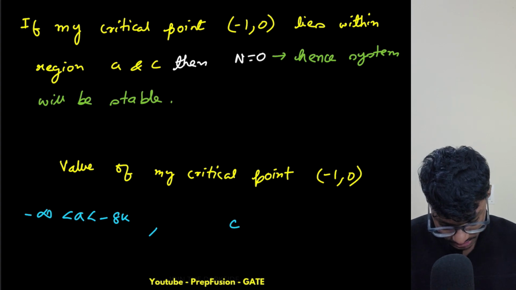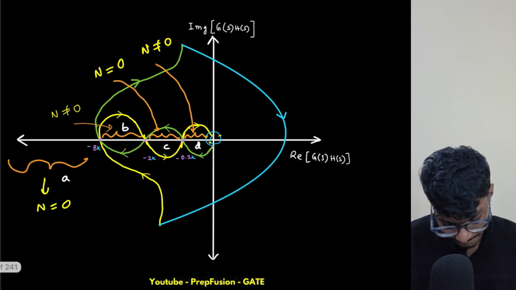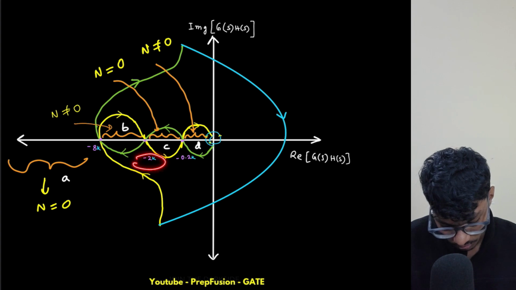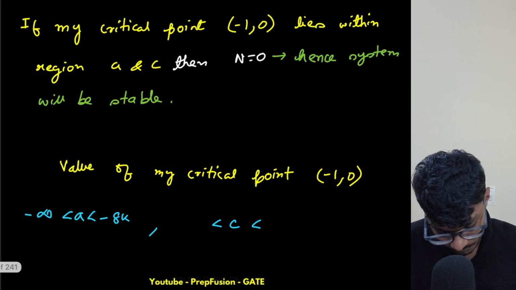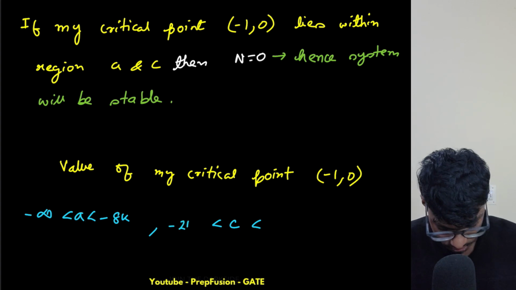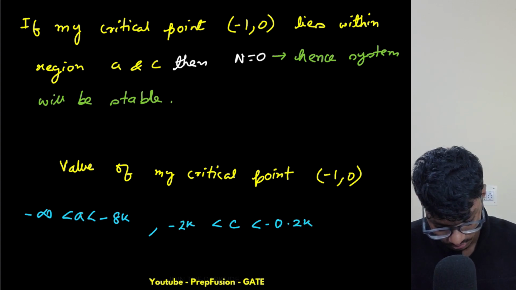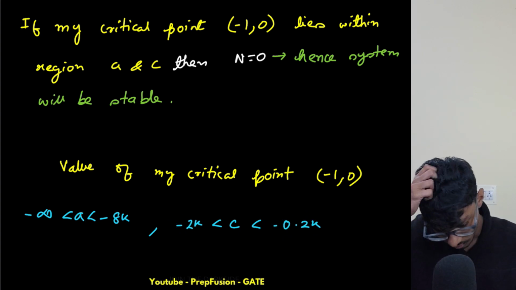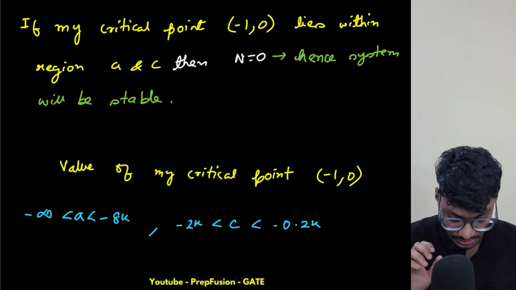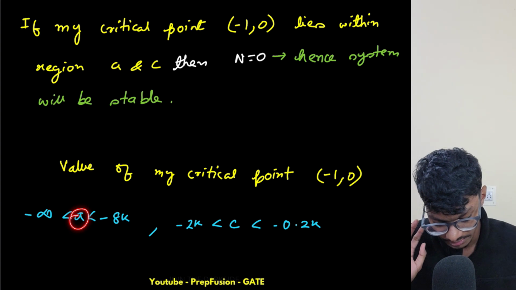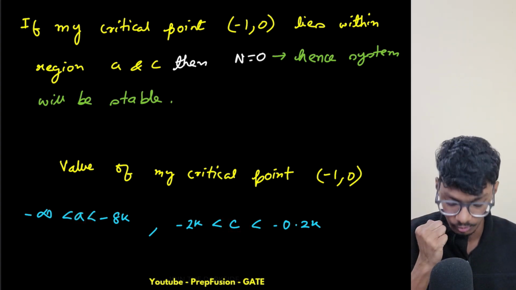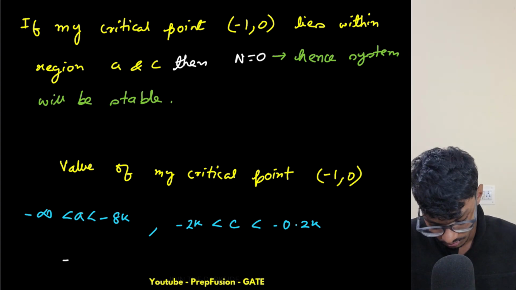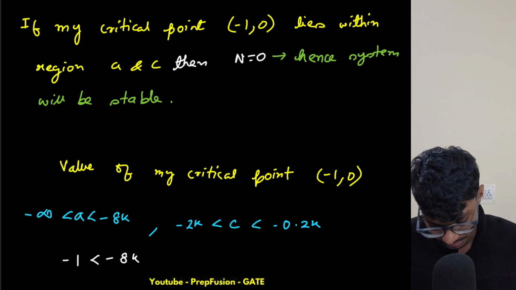And what about my C region? C region lies between minus 2k and minus 0.2k, right? So this is where my C region lies. Now I want this A region to be where the critical point lies, so I will replace A with the critical point. So minus 1 should be less than minus 8k. This is the first condition.